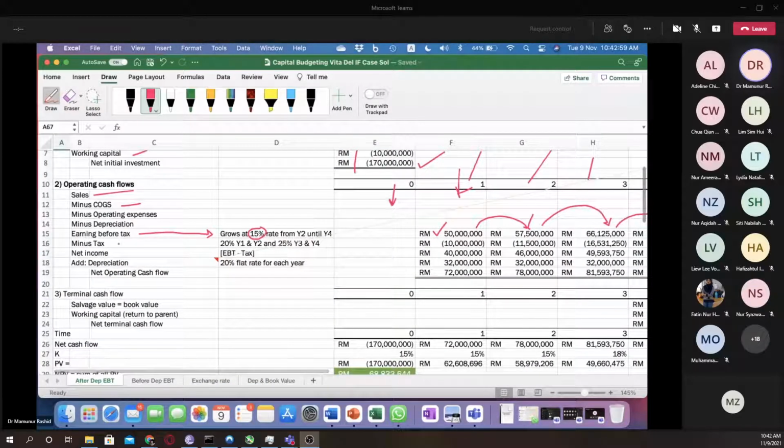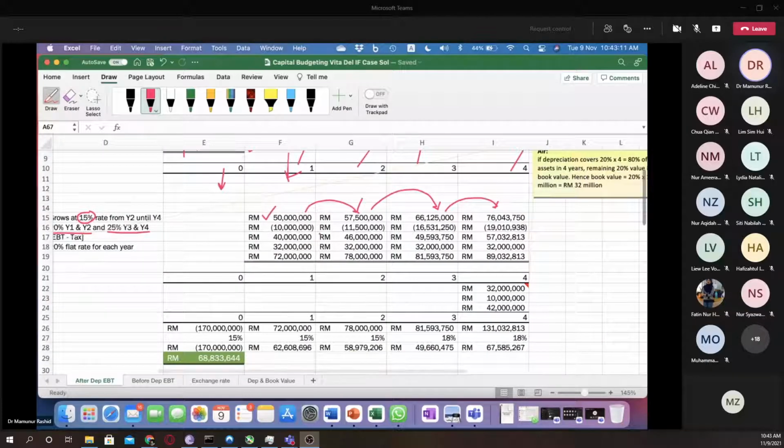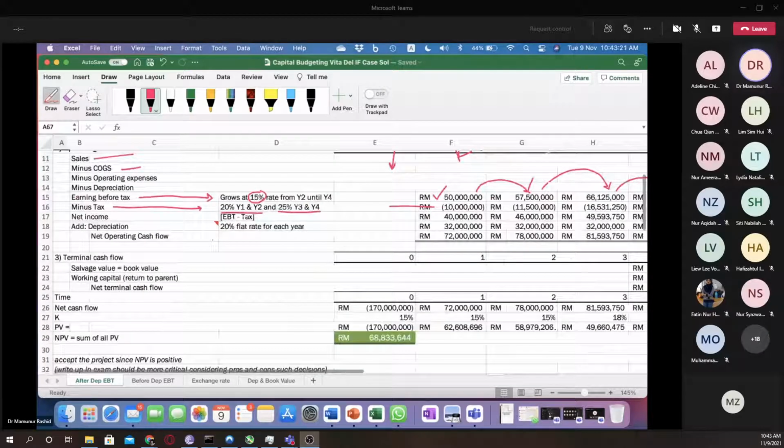Next one is minus tax. After earnings before tax, you need to deduct tax. Remember, the tax rate is 20% in the first 2 years and 25% in year 3 and year 4. So you just calculate the tax on the EBT, earnings before tax, and these are the tax figures. These are in negative figures. Okay.